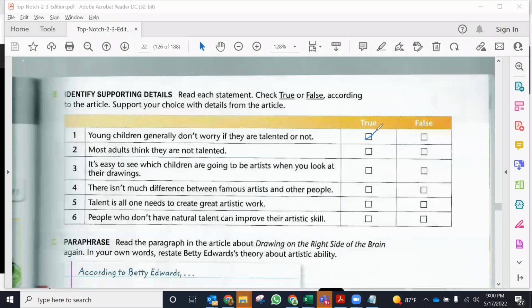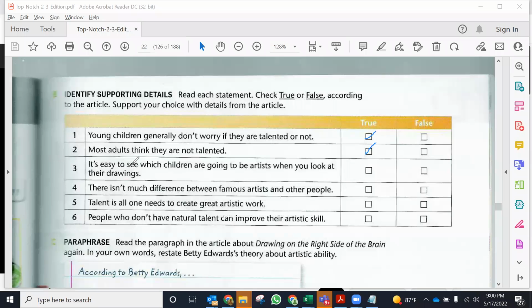Okay. Number 2, most adults think they are not talented. This one is true. Remember, cuando le dicen a un adulto, a ver, dibuja algo, dicen, no, es que yo no tengo la habilidad, no, hombre, yo no soy bueno. Pero cuando le dicen a un niño, encantado de la vida. Por eso dice que a los niños no les importa si tienen talento o no, ellos quieren dibujar.